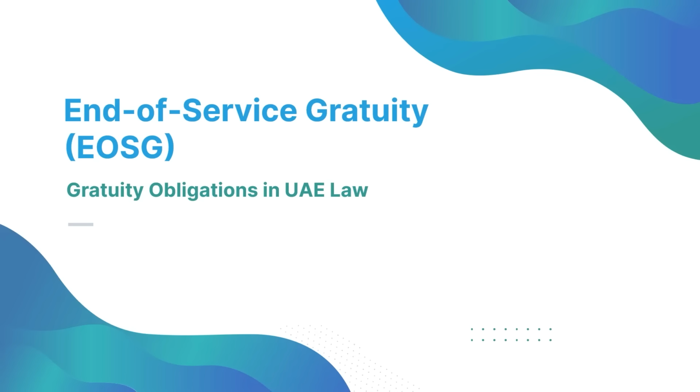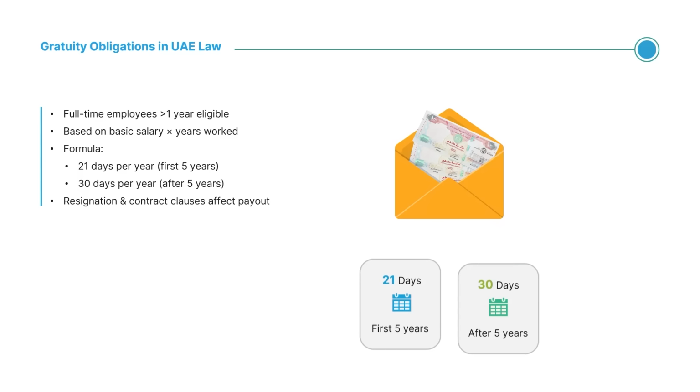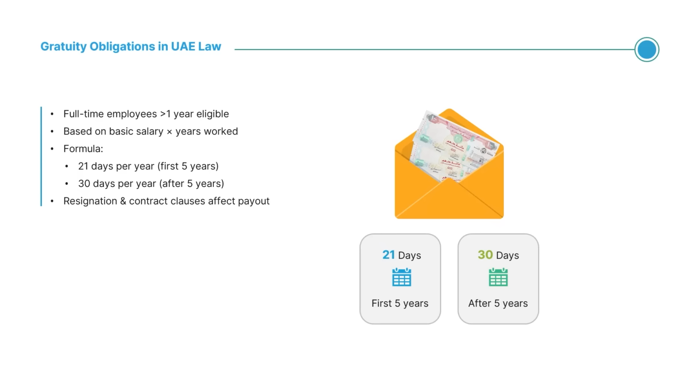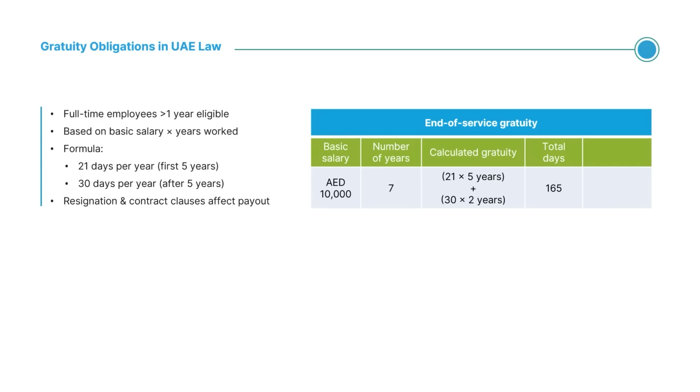End-of-service gratuity is a statutory benefit in the UAE. Employees who complete at least 1 year of service are entitled to a lump sum payment based on their basic salary. The formula grants 21 days of basic wage per year for the first 5 years and 30 days thereafter. For example, if an employee with a basic salary of 10,000 dirhams resigns after 7 years, gratuity is calculated as 21 times 5 years plus 30 times 2 years equals 165 days of salary, or roughly 55,000 dirhams.